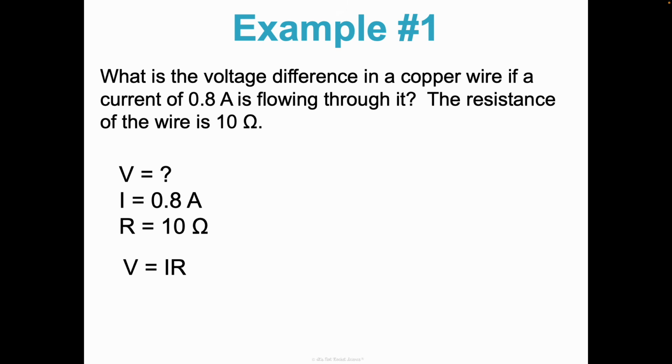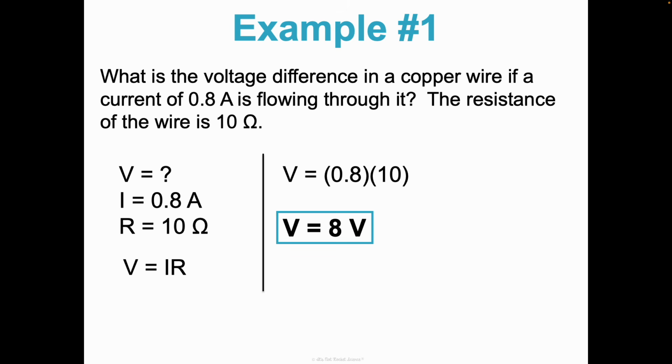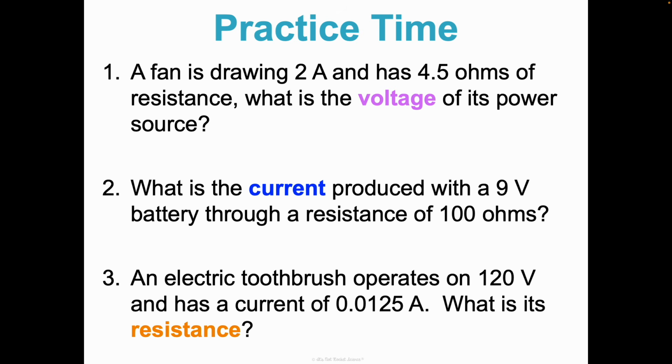Well, Ohm's law, V equals IR. Now, we've done all our background work. Now, we're going to plug in and simply assess. We're going to solve the problem. So, V equals I, which is 0.8, times R, which is 10. And then you plug that in your calculator and you get that the voltage difference, the potential difference, the voltage is 8 volts. Okay? Easy peasy.